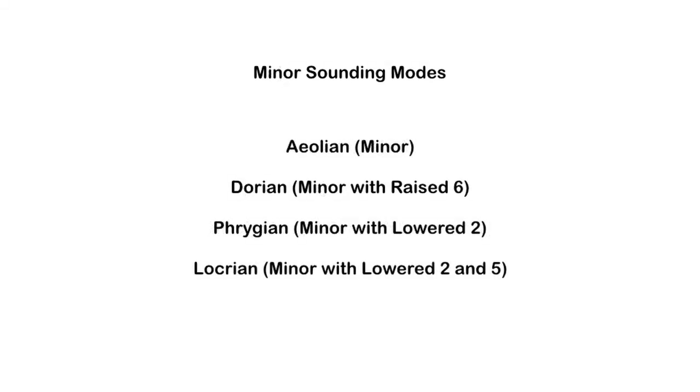The minor sounding modes are the Aeolian, which is just a natural minor scale, the Dorian, which is a natural minor scale with a raised 6th scale degree, the Phrygian, which is natural minor with a lowered 2nd scale degree, and the Locrian, which is natural minor with a lowered 2nd and lowered 5th scale degree. So memorizing that will help you write the key signatures and also help you play around with these very interesting pitch collections from which you can create some very interesting sounds.